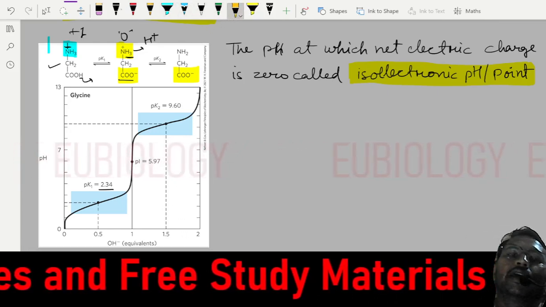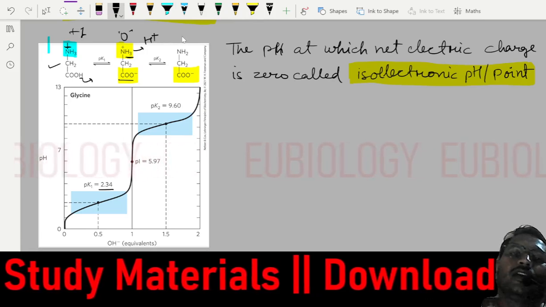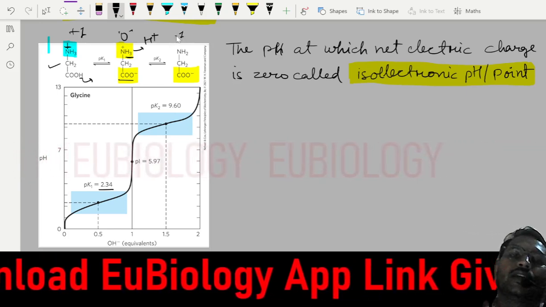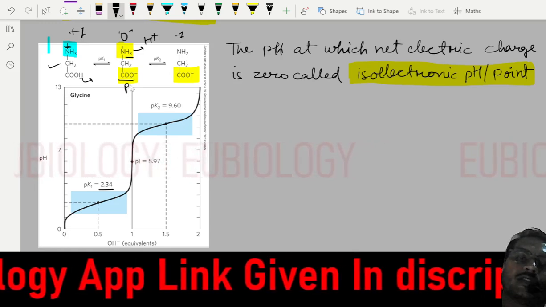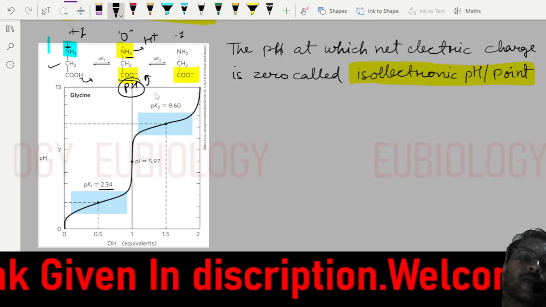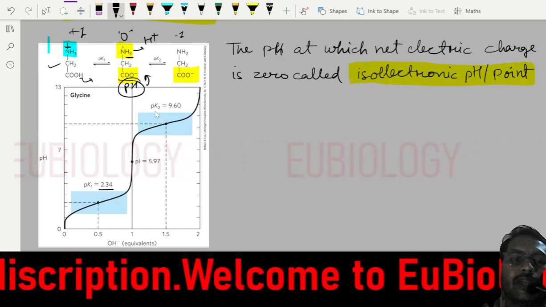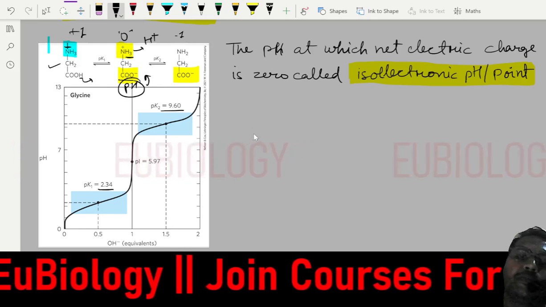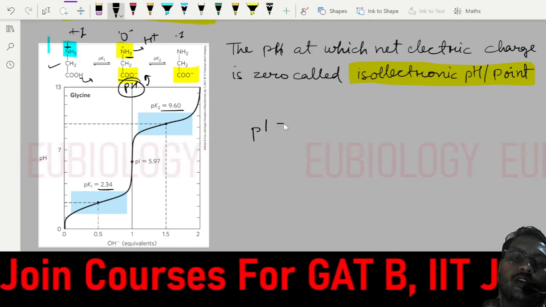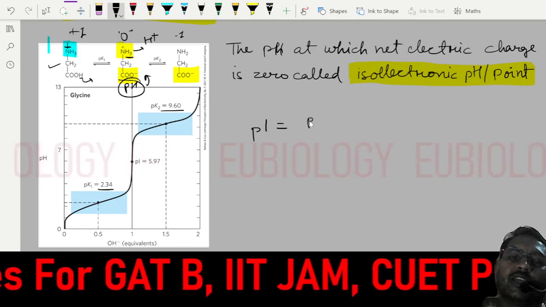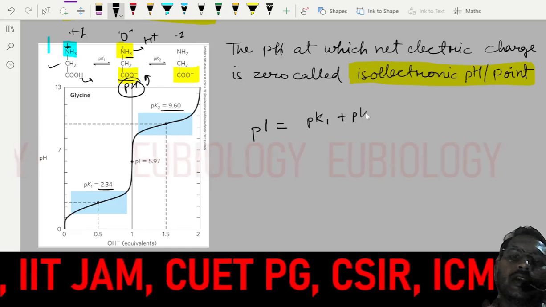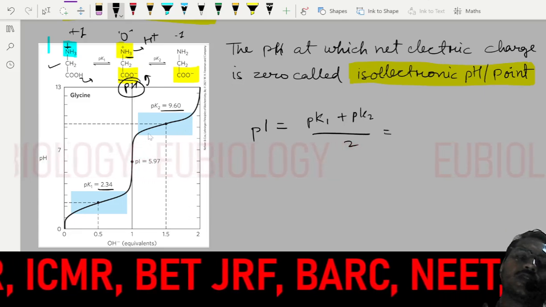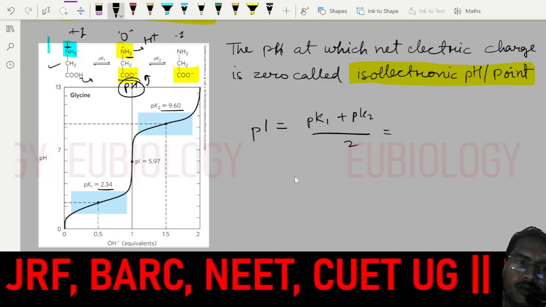So now the question is: at what pH will it have a neutral charge or net zero charge? Here it has a negative charge. So what is the pH for this condition? You know the pK for the base as well as the acid. So for finding the isoelectric point, you have to take pK1 plus pK2 and just divide by 2. You will get the same value. You can try with this question. Suppose pK1 is how much?